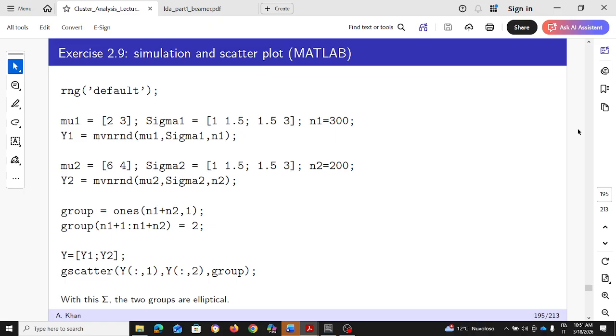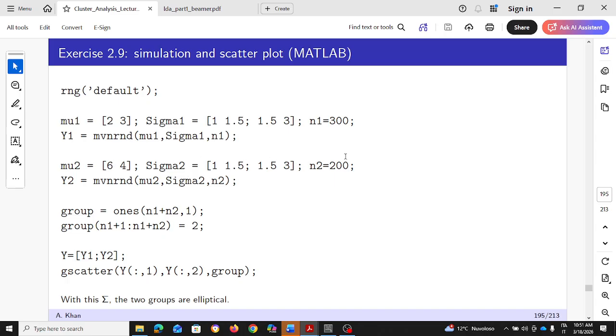And in MATLAB, we have the covariance, which was this matrix. The number of points is 300 in the first group, around 2, 3, and then you create these random numbers around the mean points, the variance, and number of points. So this is the first group. And similarly, we have the second group.